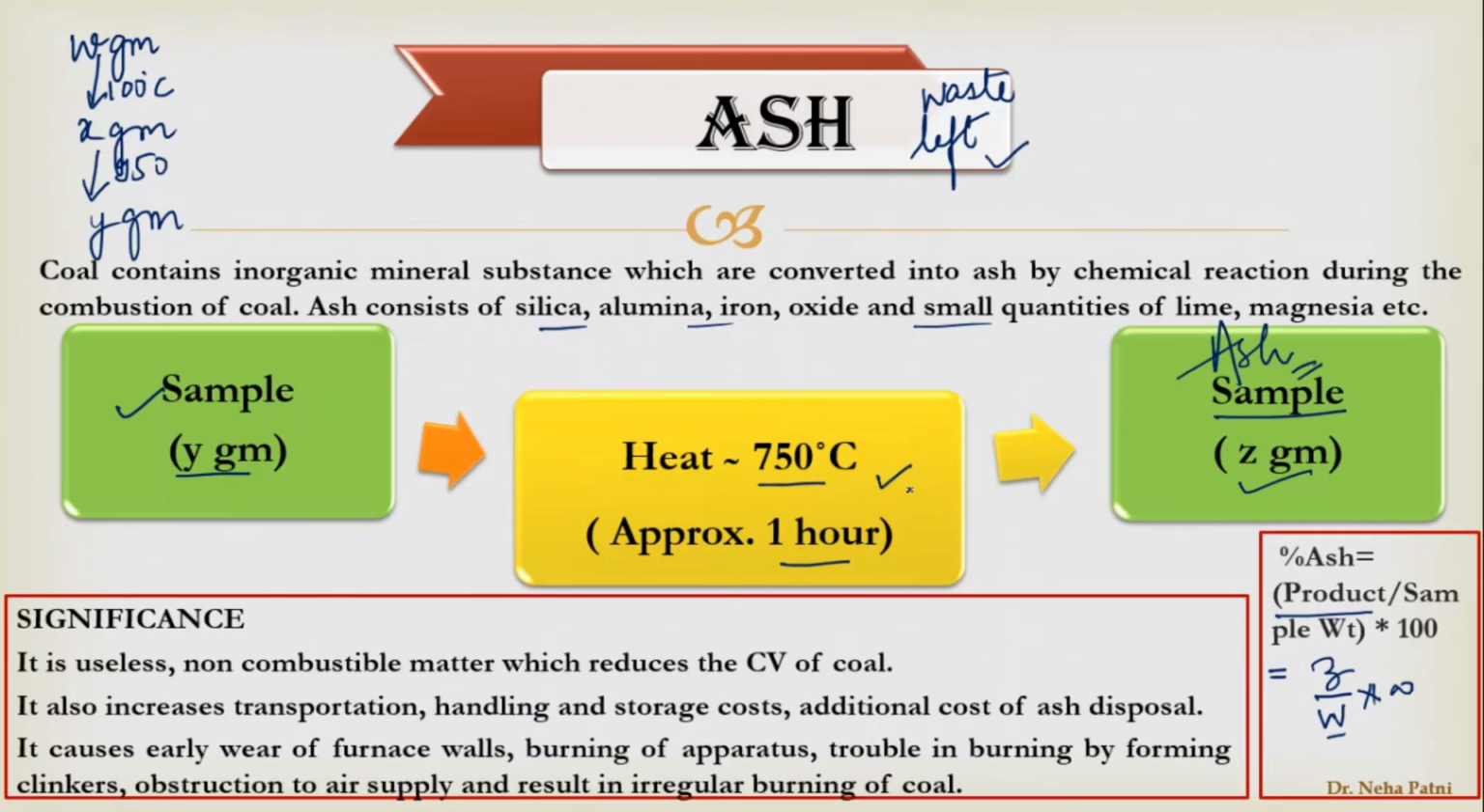So now why are you going to do this? Why do you want to know how much ash is present? So simple, because this is the compound which is useless and it's non-combustible, and when it is non-combustible it is not going to give you the calorific value, so it's not going to contribute to the calorific value, and that is why it is of no use.